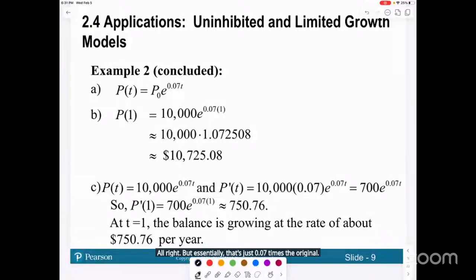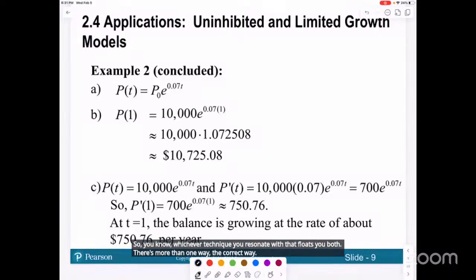So whichever technique you resonate with, that floats your boat. There's more than one correct way to go about this. I just used the theorem directly. They found the derivative. Either one is acceptable. If you try one and it doesn't work, try the other. Okay, let's try this one.